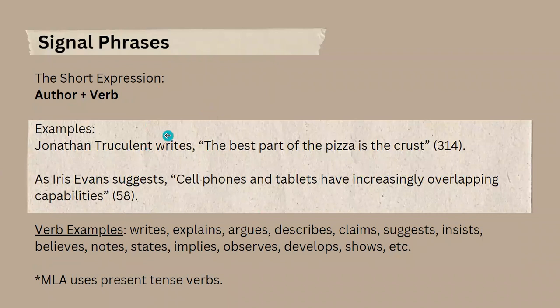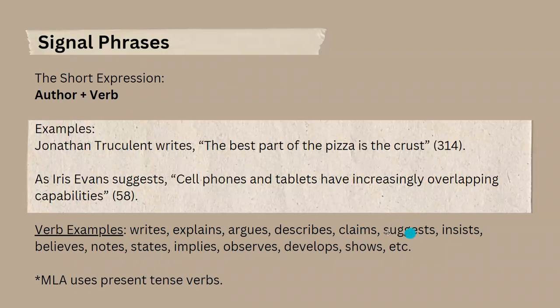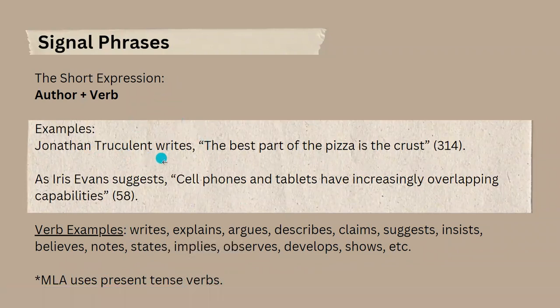There are many ways to introduce a quotation into your writing. A simple way is to announce the author or speaker and add a verb to describe the way in which the idea is expressed. For example, Jonathan Truculent writes, "The best part of the pizza is the crust." There are plenty of other verbs which can be used to describe the way in which the author is introducing the idea or statement, such as argues, claims, suggests, develops, and so on. The MLA uses the present tense of the verbs, and APA would use the past tense.